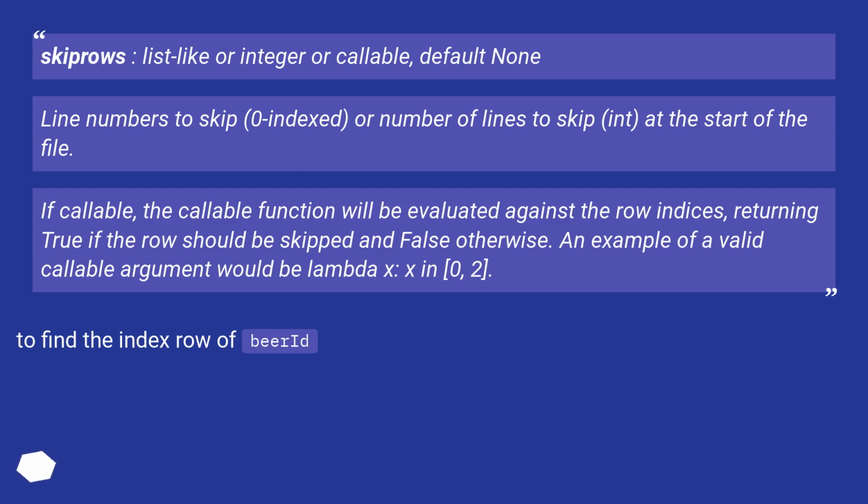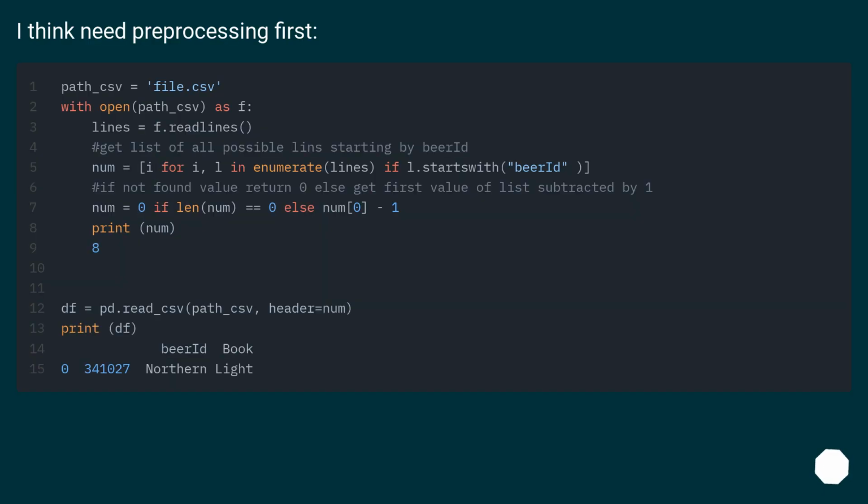To find the index row of Orient, I think I need pre-processing first.